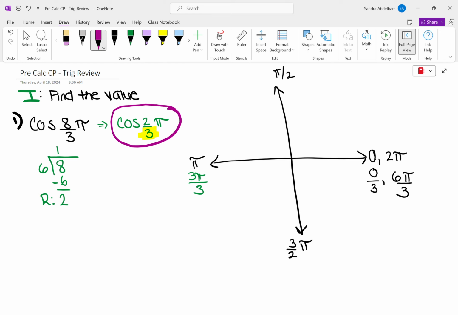So now I want to sketch 2 pi over 3. Which quadrant will 2 pi over 3 be in?